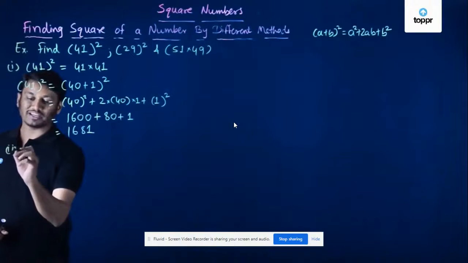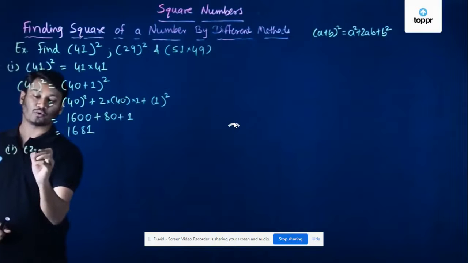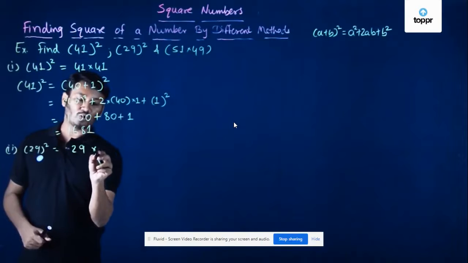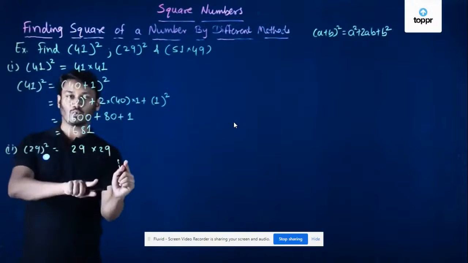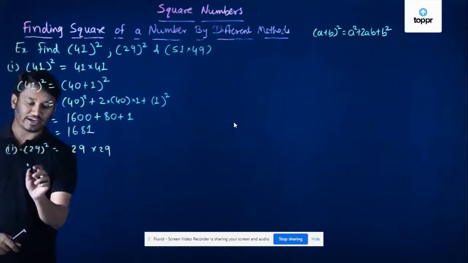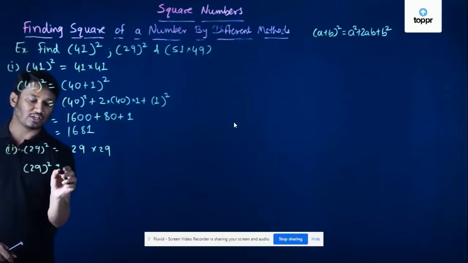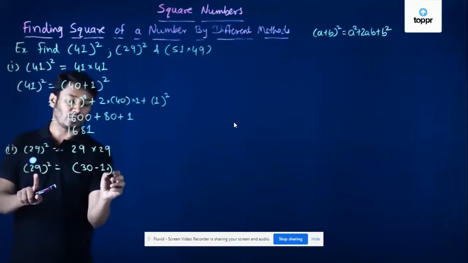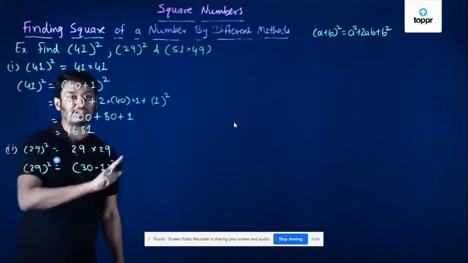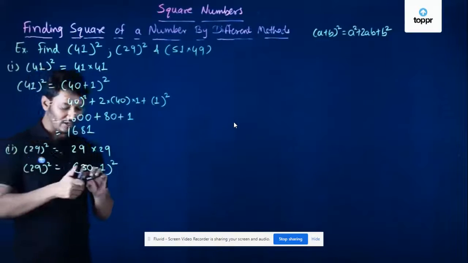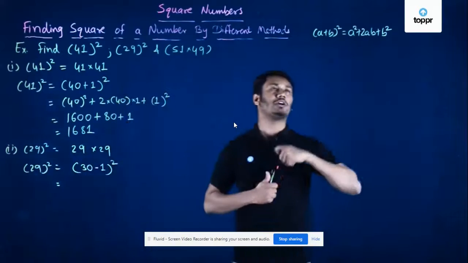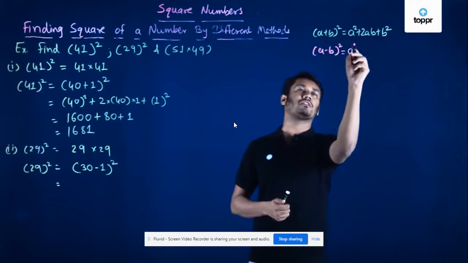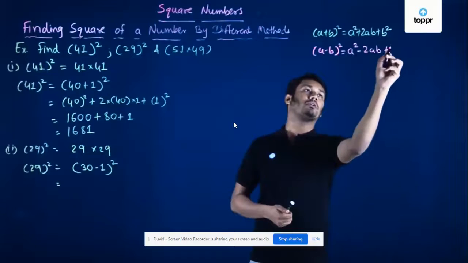Similarly, I can now take up the next question where I want to find out the square of 29. Square of 29 can again be found using the usual multiplication approach, 29 into 29, but we will find the square of 29 once again using a shortcut method. We all know that 29 can be written as 30 minus 1. So 29 square will be 30 minus 1 square. Now here I will apply the formula for a minus b square. A minus b square is nothing but a square minus 2ab plus b square.